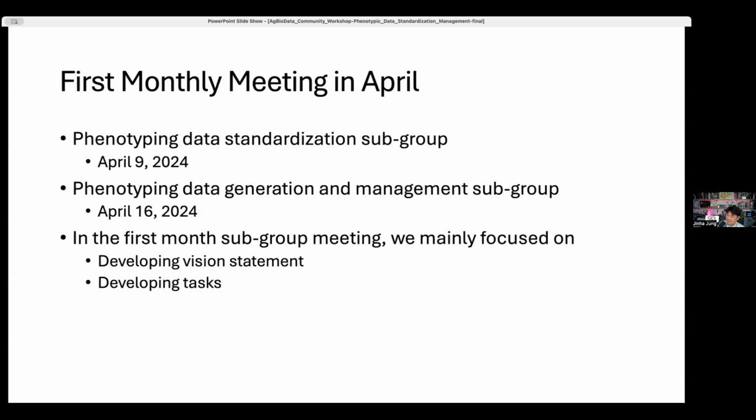After this kickoff meeting, since March was a crazy month for both Jennifer and myself, we decided to skip March and have our first meeting in April. We had our first subgroup meeting on April 9th for data standardization, and the data generation and management subgroup met on April 16th, 2024. We only had a first meeting, so there's not much to report, but in it we mainly focused on developing a vision statement and the specific tasks we'd like to tackle in the following year.